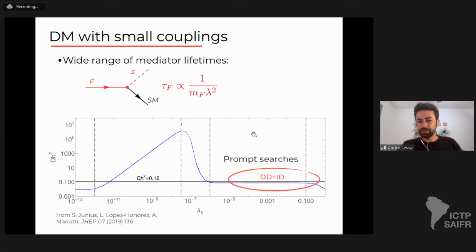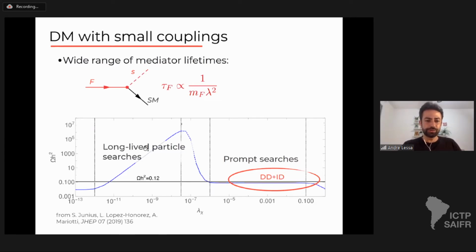So all this region here could be tested by these prompt searches where this mediator F decays promptly, and it could also be tested by direct detection experiments, for instance. Once we go to smaller couplings, then the typical models can no longer be tested by direct detection, and what's left is the searches for long-lived particles at colliders.